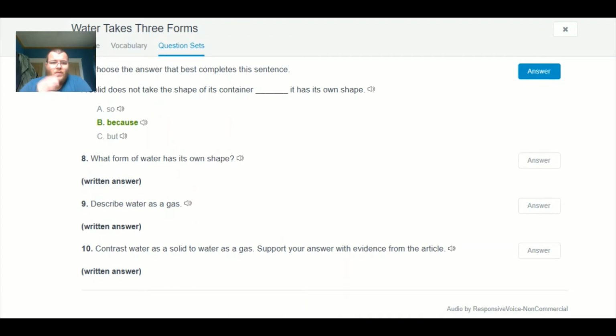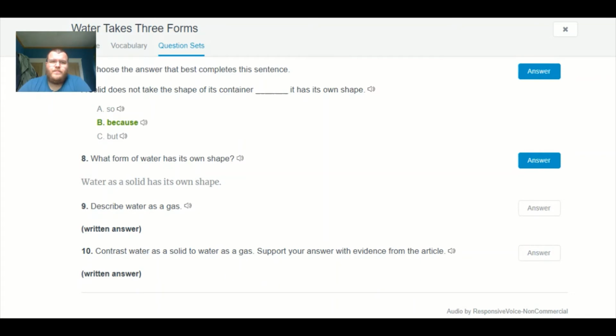Number 8. What form of water has its own shape? Water as a solid has its own shape. You could have also said ice. Describe water as a gas.